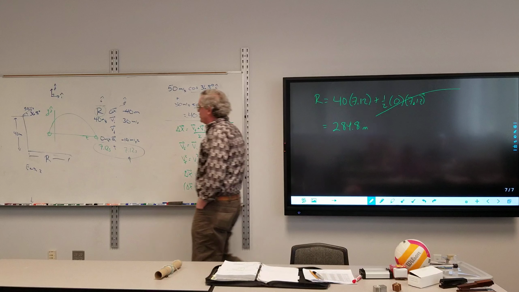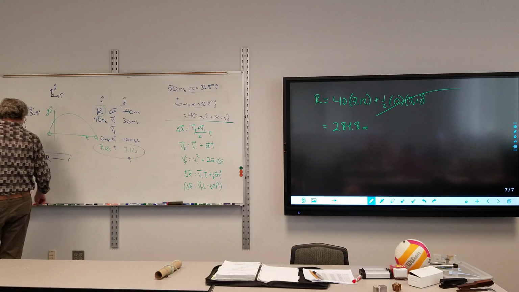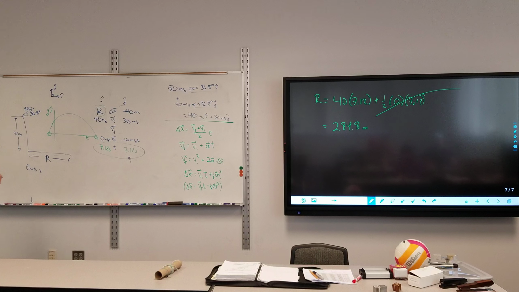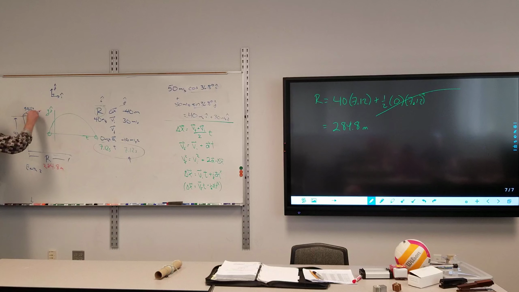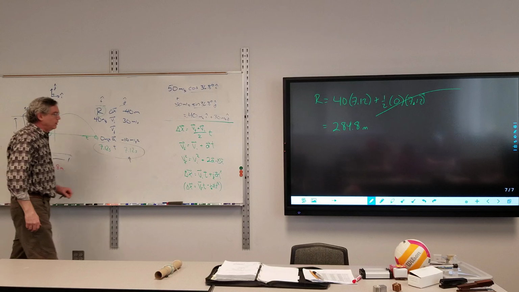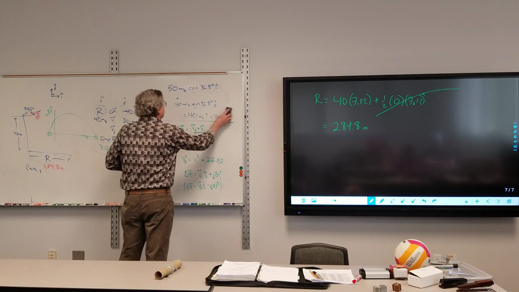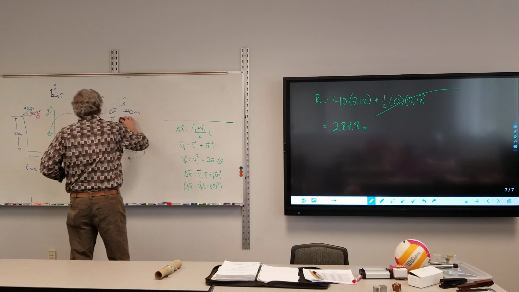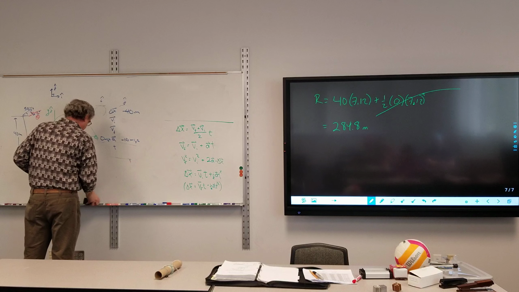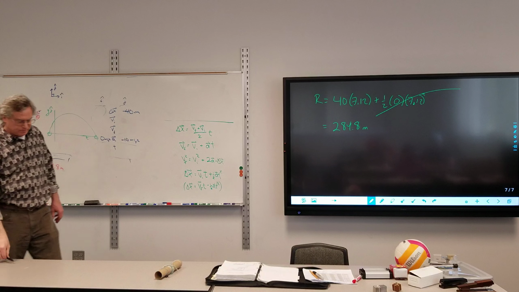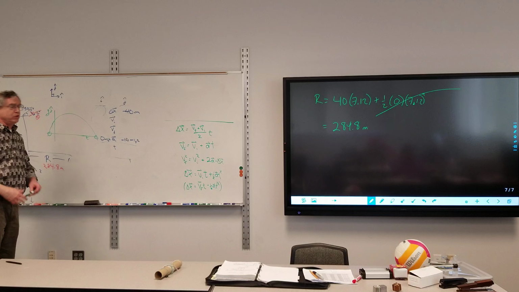So what I'm gonna do is change this problem slightly. I'm gonna say that the R here, assuming there's no careless error, is 284.8 meters, and try to find the angle. We'll be working backwards. There will be two solutions.